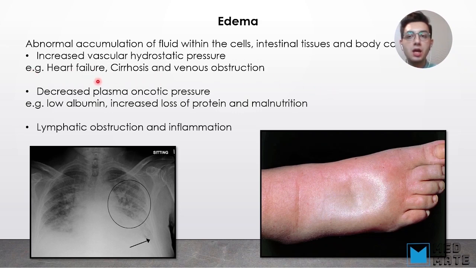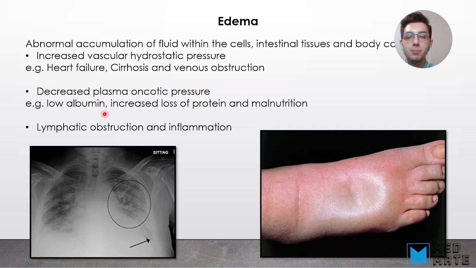Now let's think. When there is heart failure, blood is not moving as it should move, and that causes stagnation of blood. So there is increased vascular hydrostatic pressure, and water tends to move out from the vasculature into the interstitium. Here you can see we have edema of the lungs, and here you can see the edema in the lower extremities. And the other reason for edema can be decreased plasma oncotic pressure.